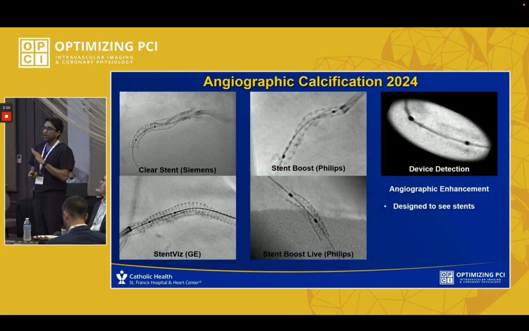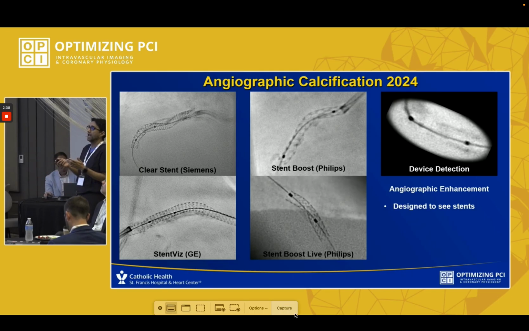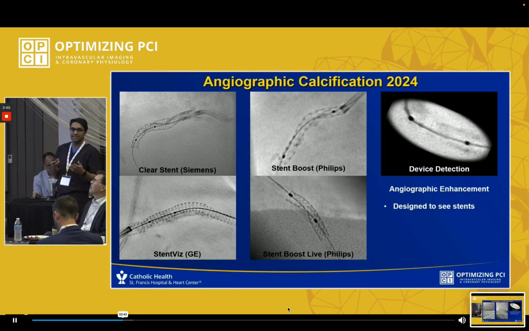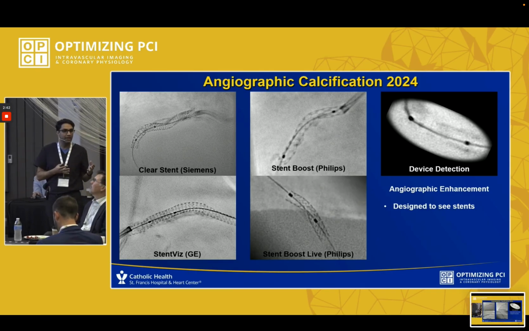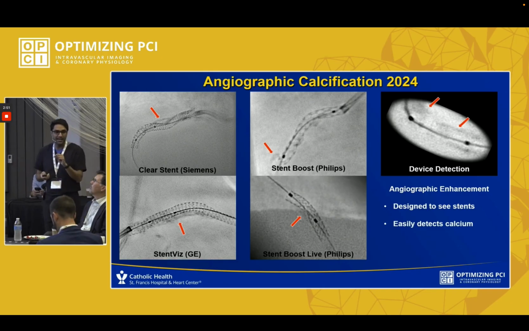Now, all X-ray systems come with one of these tools, and these tools are designed for angiographic enhancement. You can have Clear Stent from Siemens, Stent Viz from GE, Stent Boost from Philips, Stent Boost Live from Philips, and device detection from Philips. And so what these do is they're designed to let you see the stent so that when you post-dilate, you don't end up coming outside the stent. But there's one thing that you see on every single slide, and that is also the calcium. Okay, it easily detects the calcium.